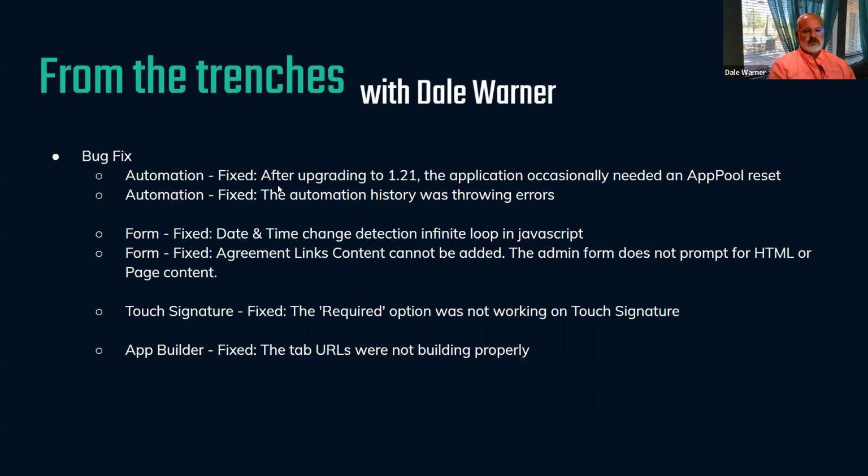Also, if you went into automation history, trying to see the history of scheduled jobs that were running, it was throwing an error, and that's fixed. In our form, there was some usage of date and time that could trigger an infinite loop, and that's been resolved. With our agreement links, we had a problem being able to add content on that particular type of field. So that fix is out there for you to use.